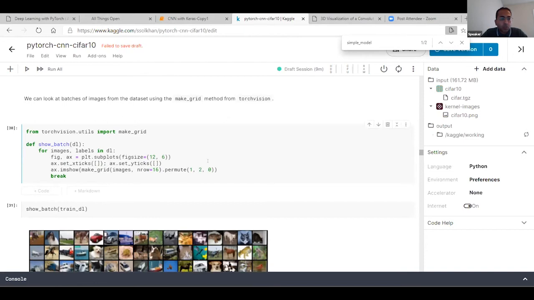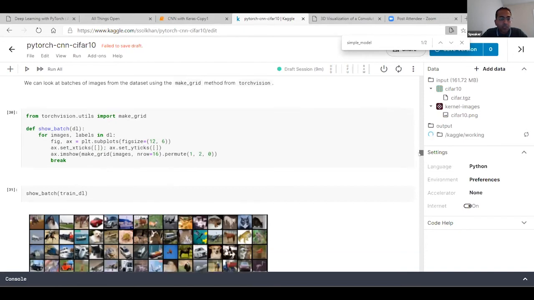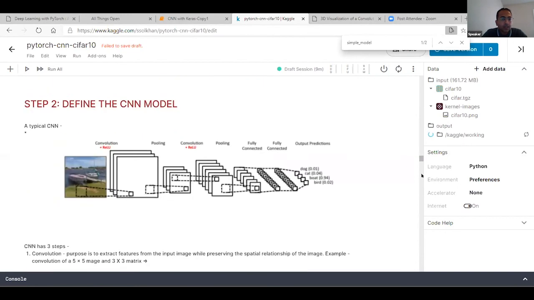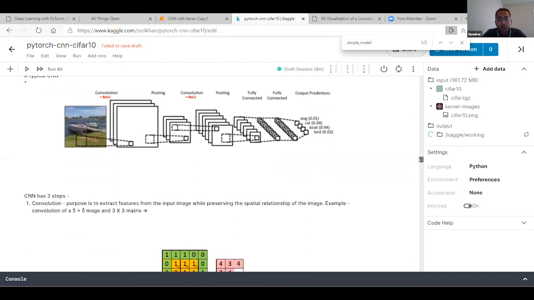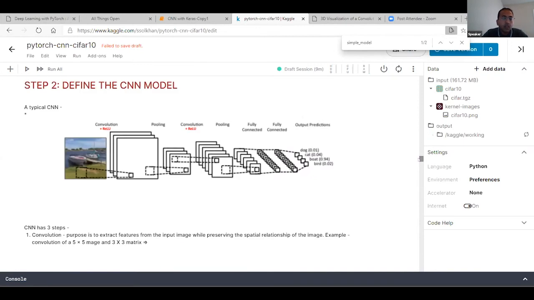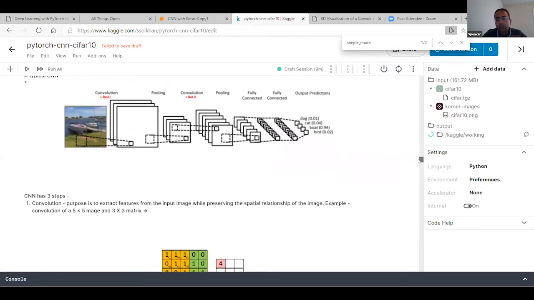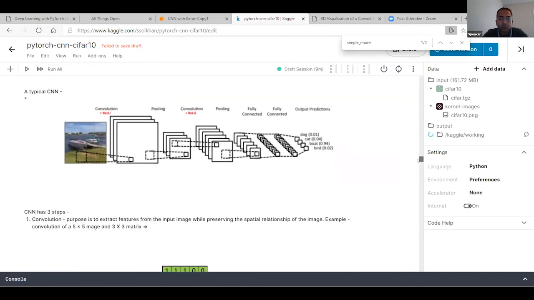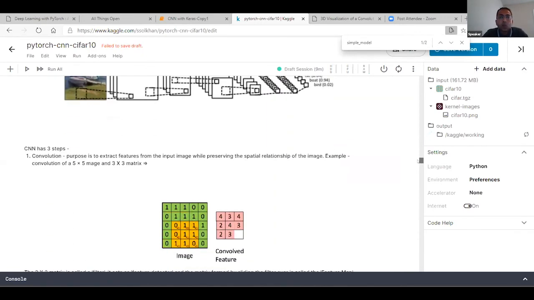Going through this and seeing the batches, this is my batch of 128, and you see all the different types of images. It's all randomized. You want to randomize that. Now you start getting into defining the CNN, the convolutional neural network, and you can see the different steps in it. I know not everybody is familiar with it, so I'm going to try my best in the next 15 minutes that I have to go through it.